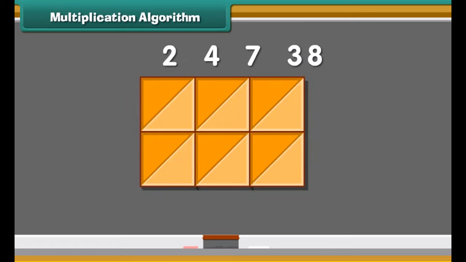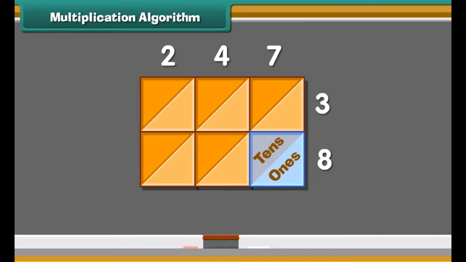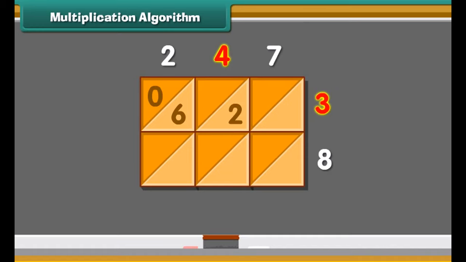Now we will multiply 247 and 38 by the lattice algorithm. We will multiply the numbers one by one and write answers in this box. Write tens in tens box and ones in ones box. Firstly, multiply 2 and 3. Answer is 6. Write ones in lower box and tens in upper box. Then multiply 4 by 3. 4 threes are 12. Write answer in the box.